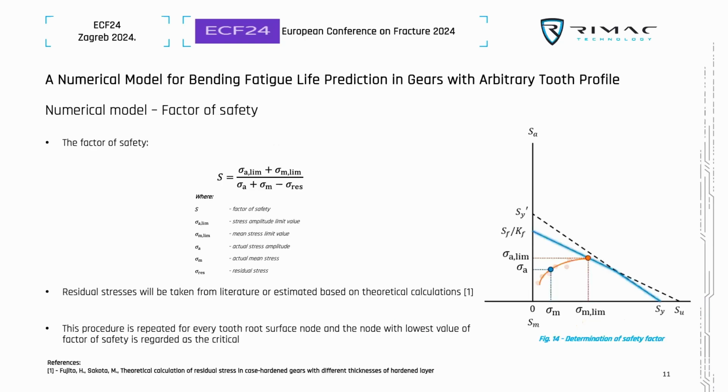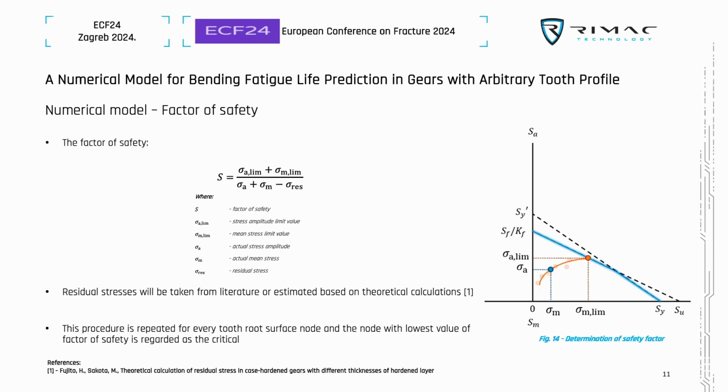Once we have this, it is possible to calculate the factor of safety for every tooth root surface node, also taking into account the residual stresses. The residual stresses are introduced by the heat treatment, and they have a very large influence on the load capacity of the tooth root. Of course, it is quite challenging to establish the exact value of residual stresses. There are certain theoretical calculations that give the best way to make a theoretical prediction of the amount of residual stress. And then it is possible to establish the factor of safety for each tooth root surface node.